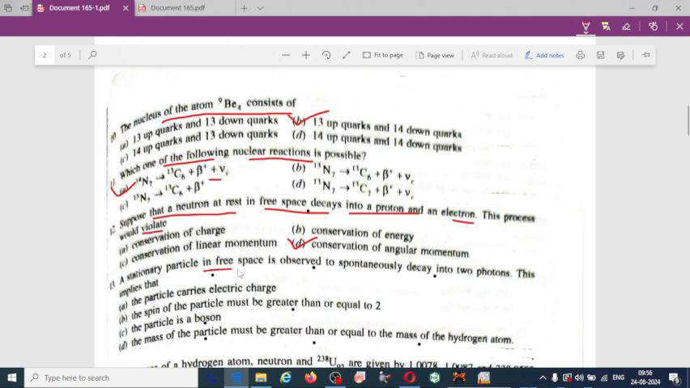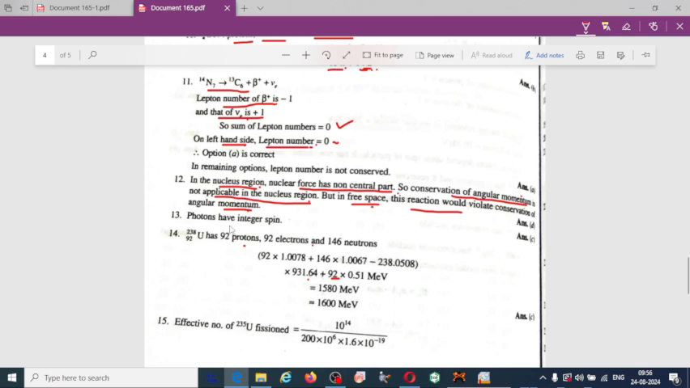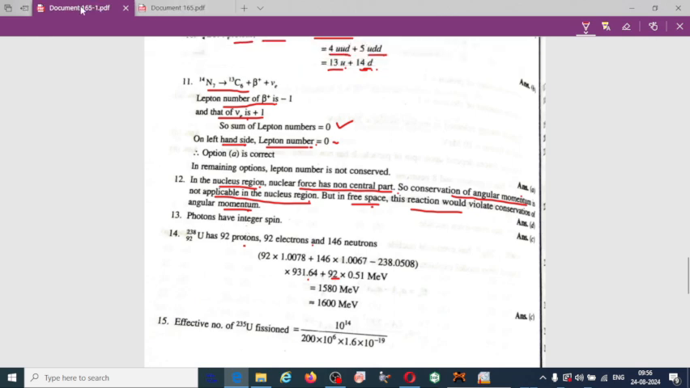A stationary particle in free space is observed to spontaneously decay into 2 photons, and this implies that photons have integer spin.